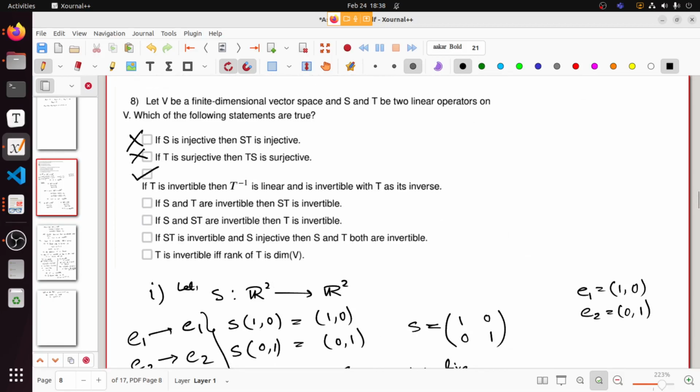So this is correct, option number 3. Now move to option number 4. What is it saying? If S and T are invertible, then ST is invertible, right? So you have to check ST is invertible, which means we have to check ST is 1-1 and onto.